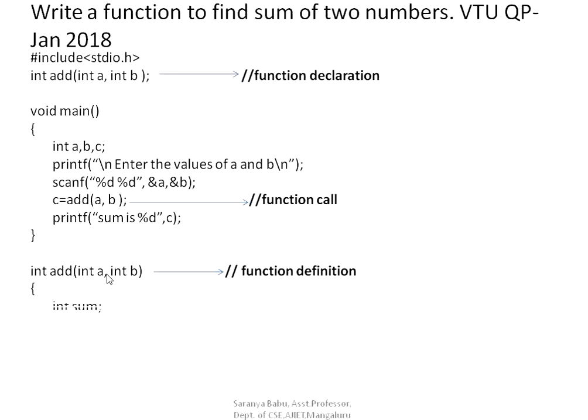So for that I need to store the result. So I'll put one more variable called sum. Okay. Then sum equal to a plus b. And where is the result stored now? It is stored in sum. Return sum. Close the bracket.